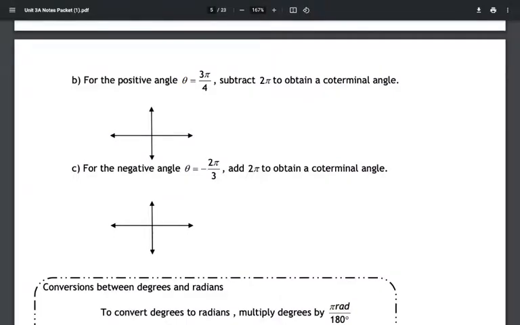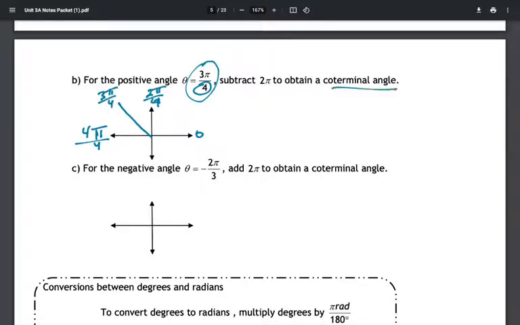Okay, so now they want us to find a positive coterminal angle to 3 pi over 4. So let's first locate where 3 pi over 4 is. This is 0, this is pi. With the denominator of 4, it's the same thing as 4 pi over 4. Halfway between 0 and 4 pi over 4 would be 2 pi over 4. So 3 pi over 4 would be located right here between 4 pi over 4 and 2 pi over 4. So this is 3 pi over 4.